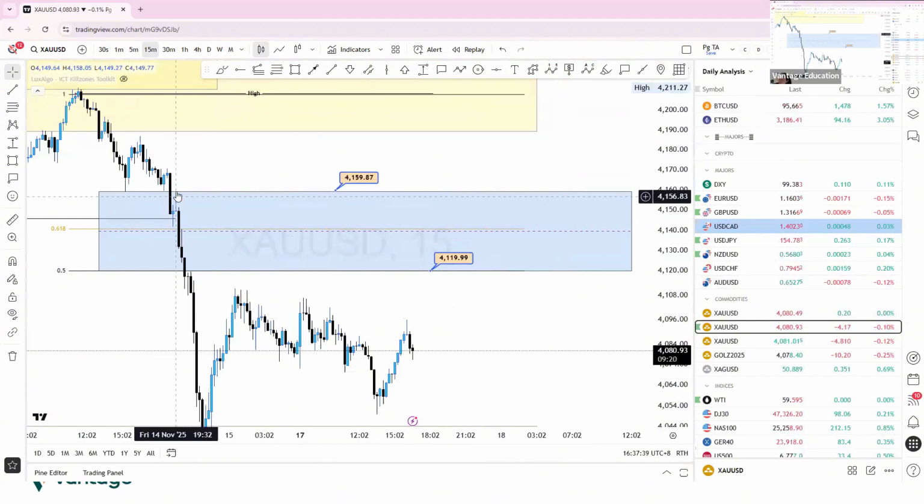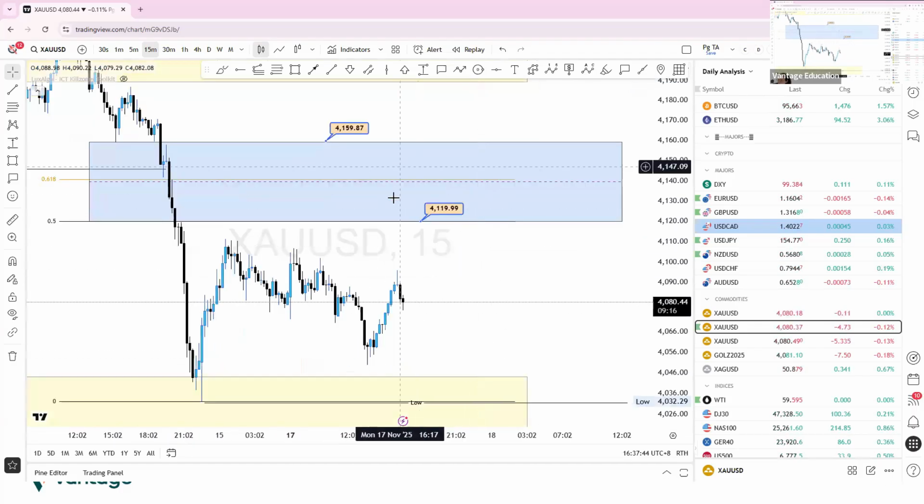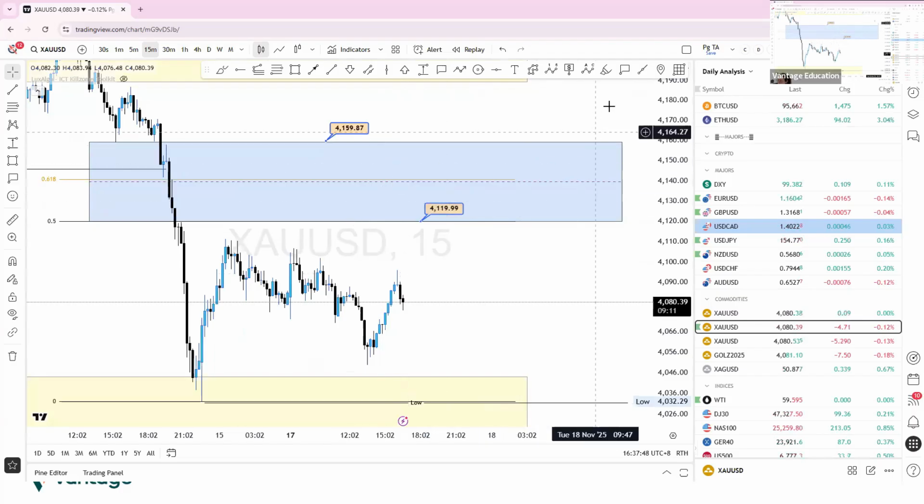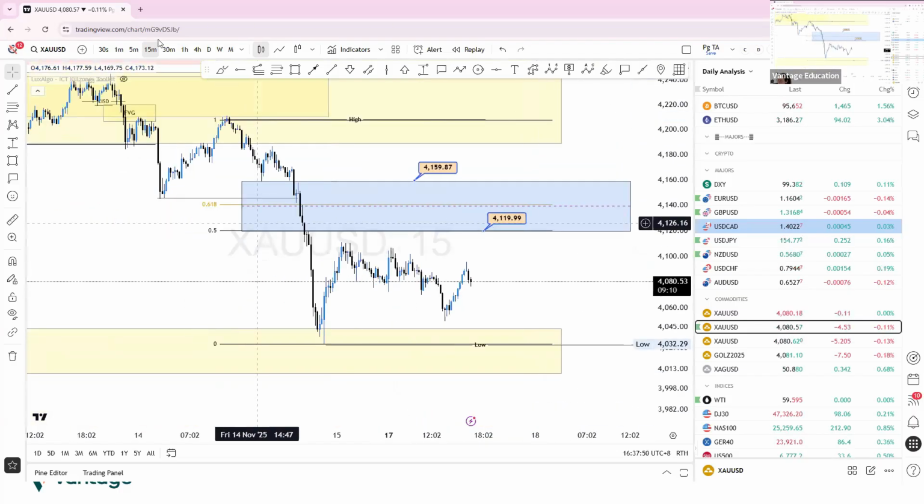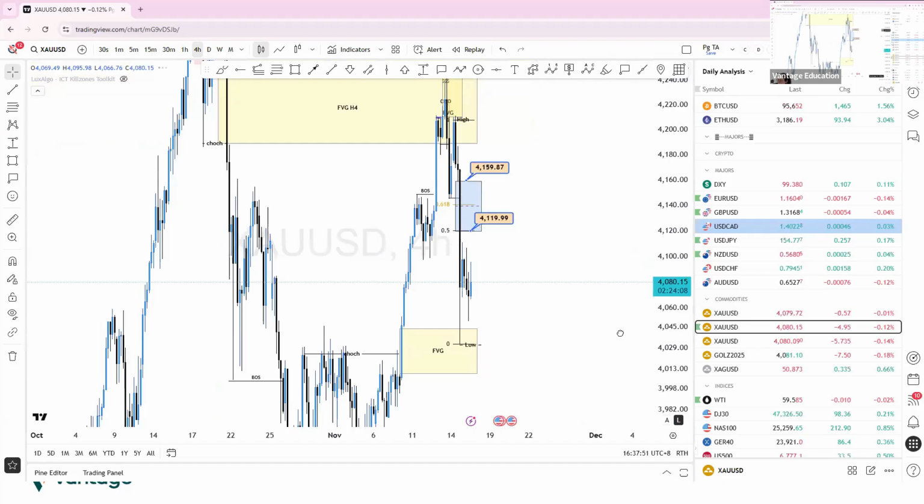Okay, in the lower time frame, you see this price action, then there might be something within this zone. So we have to wait for price to go in the zone, and then you see the rejection.